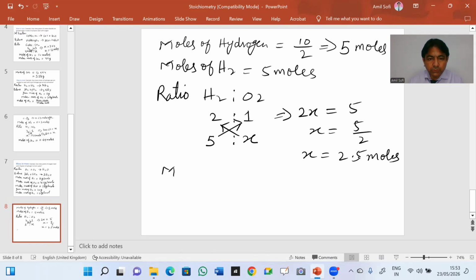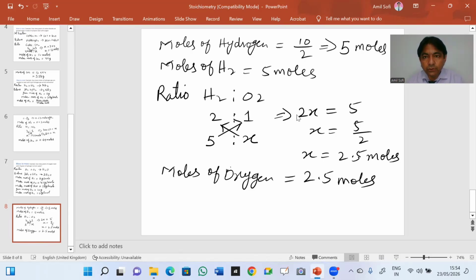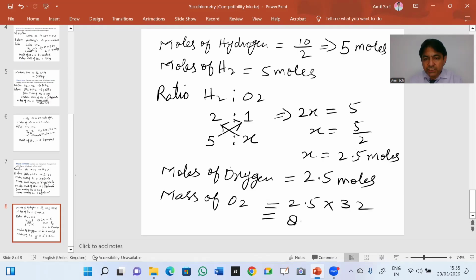So moles of oxygen is equal to 2.5. Finally, mass of O2, that means oxygen, is 2.5 into its molar mass, that is 32. So it becomes 80 grams.